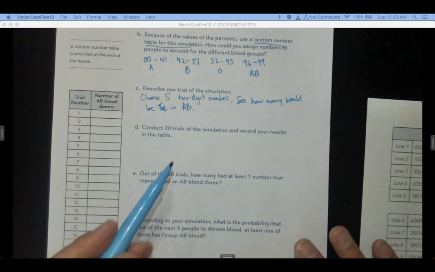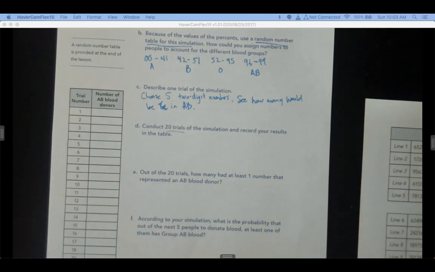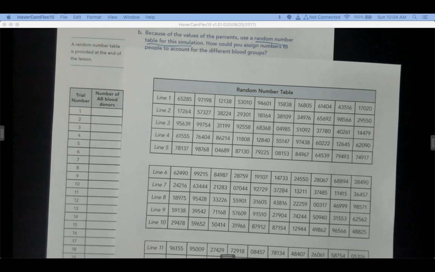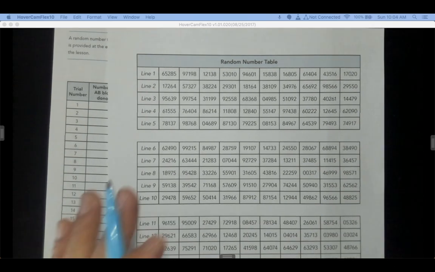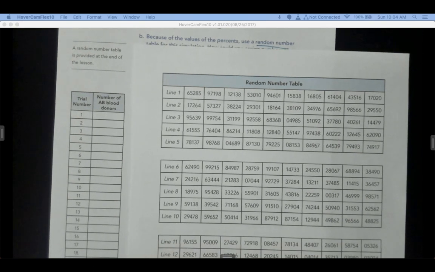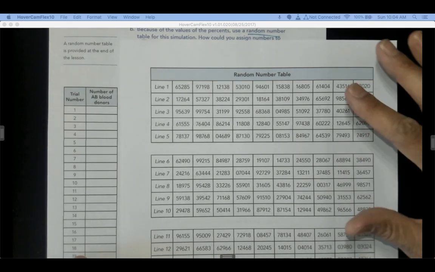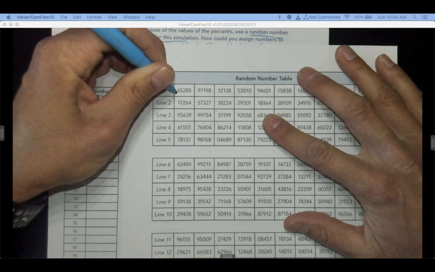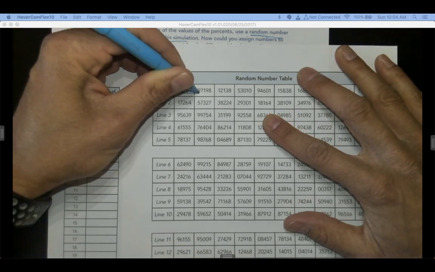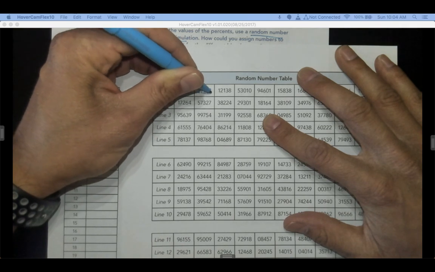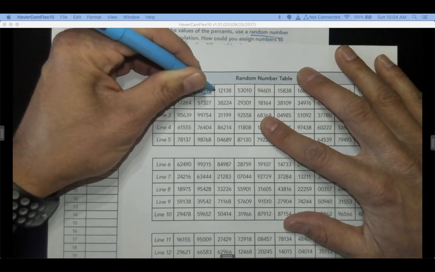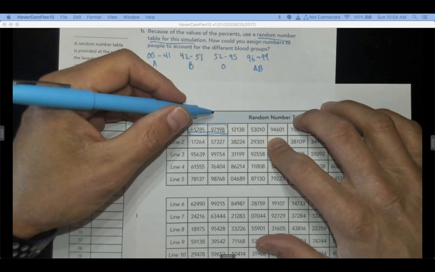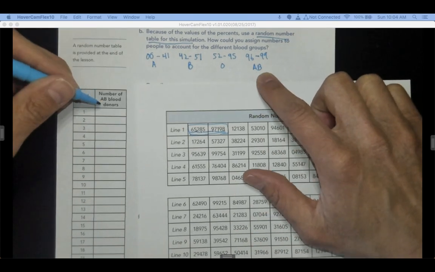D says conduct 20 trials of the simulation and record the results in the table. Okay. And so I could start anywhere on the line. You could do this yourself and it would be different. I'm going to kind of just put them together like this. I take those first 2 and those are the first 2. And if I'm looking at this again, I'm looking for how many are AB, so 96 to 99.